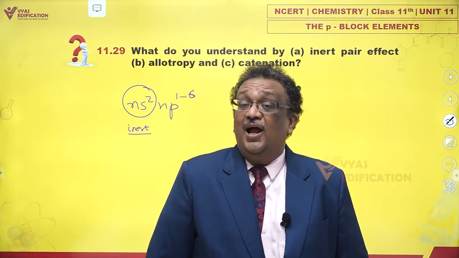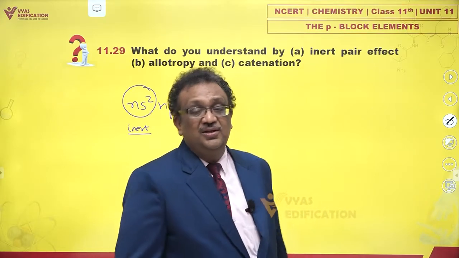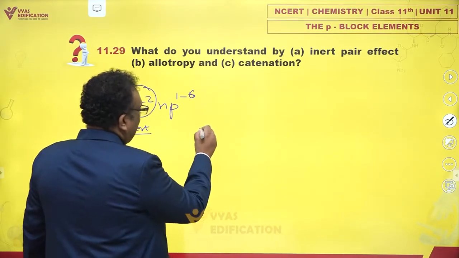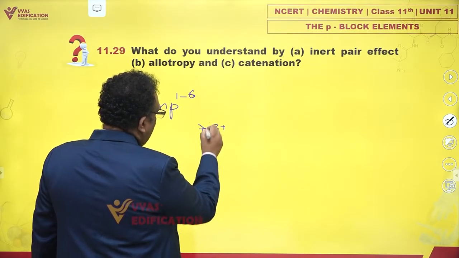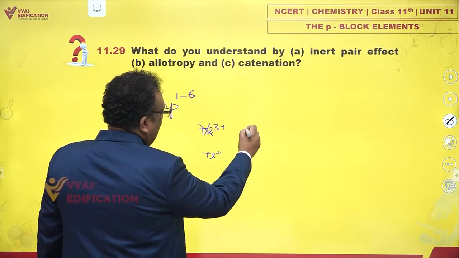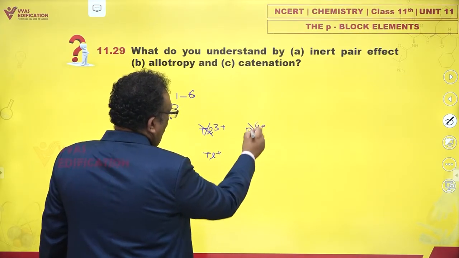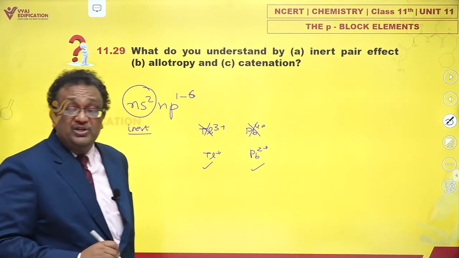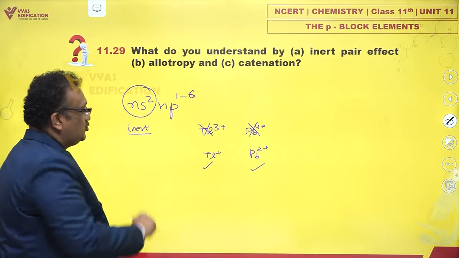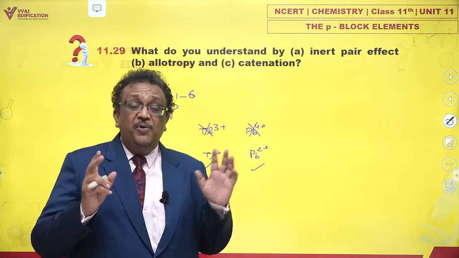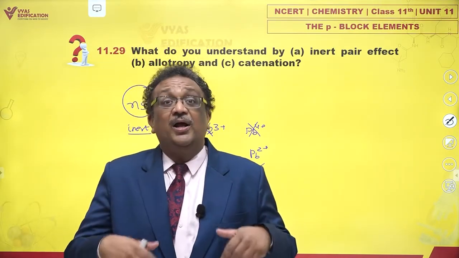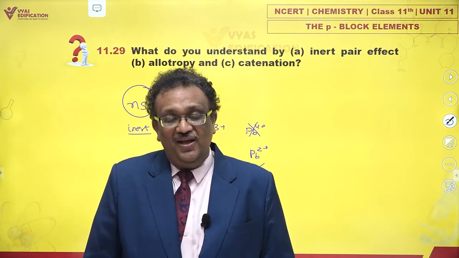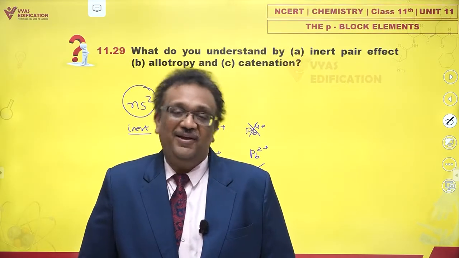inert pair effect. And because of this inert pair effect, in the 6th period, thallium +3 is not as stable as thallium +1. Lead +4 is not as stable as lead +2. These are the preferred oxidation states because the 6s2 electrons in thallium and lead prefer not to react. It becomes inert, and that is why we call this the inert pair effect.